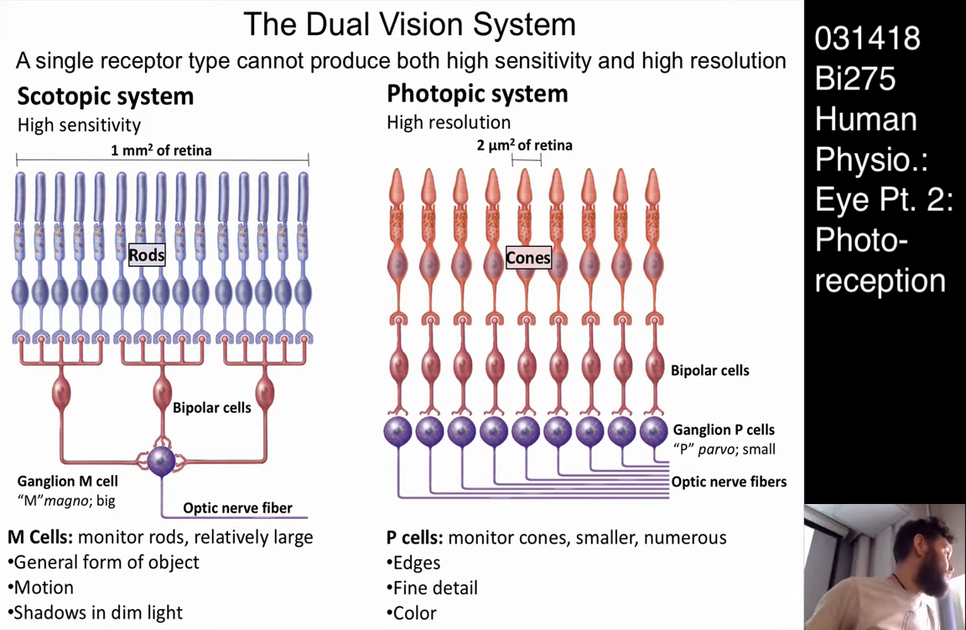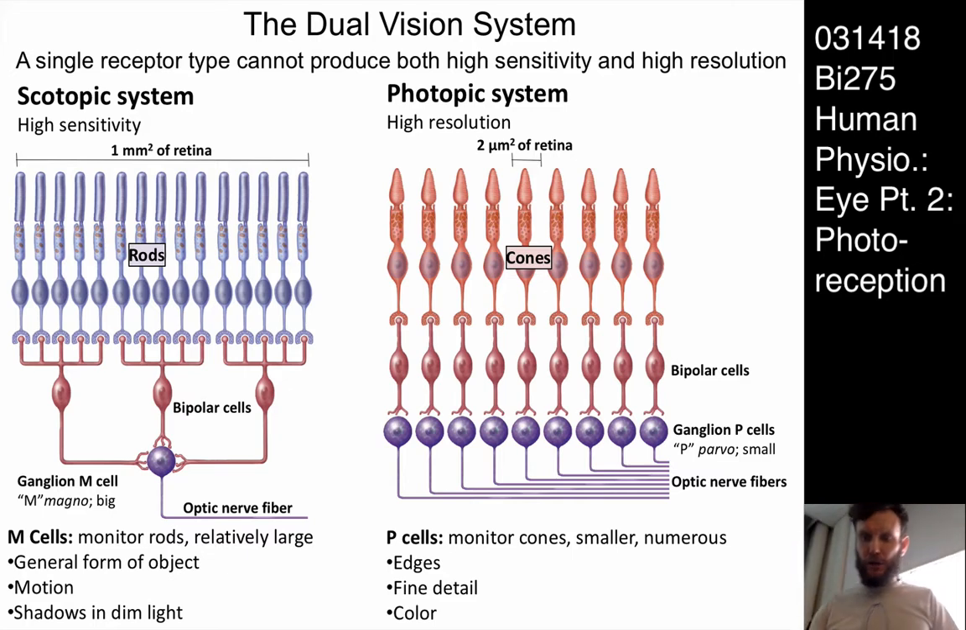P for parvo simply means little, small. And the receptive field in the photopic system is only about a couple square micrometers, much, much smaller, orders of magnitude smaller. So this is giving you color, edges, fine detail, etc.